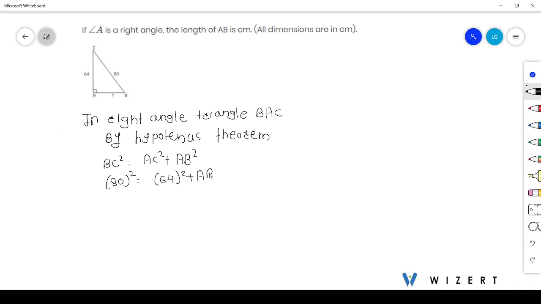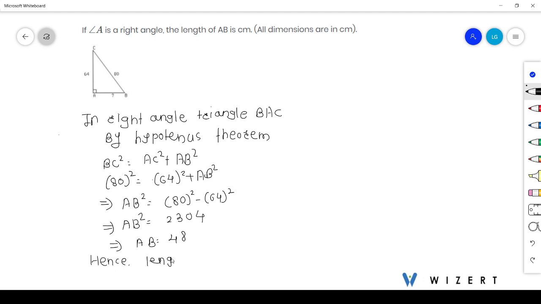plus AB square. Now subtract 64 square from both the sides. We get AB square equals 80 square minus 64 square, which is 2304. Now taking square root on both the sides, we get AB equals 48. Hence, length of AB is 48 centimeters.